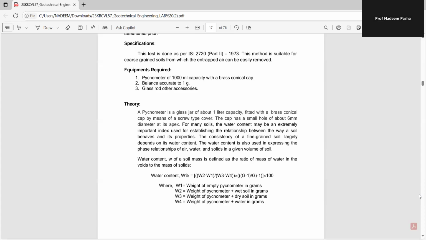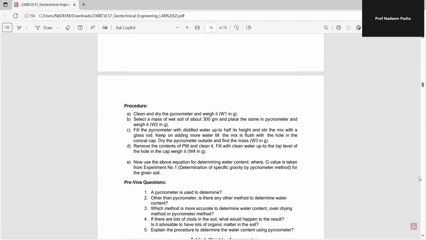So what are the terms? What are W1, W2, W3, W4? W1 is the weight of empty pycnometer in grams. W2 is the weight of pycnometer plus wet soil. W3 is the weight of pycnometer plus dry soil. Number 4, W4, is the weight of pycnometer plus water in grams.